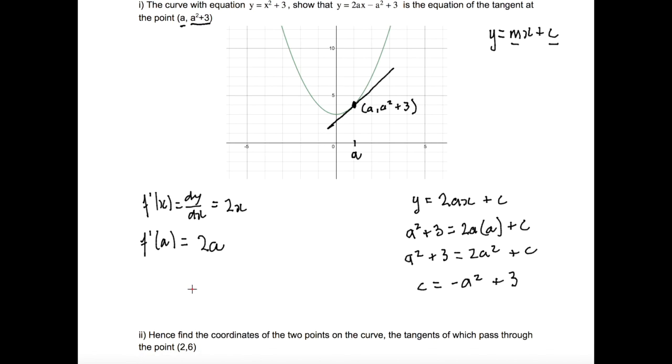So the equation of our tangent, even though it's in all these abstract terms of a's and things like that, is just going to be equal to 2a, because that was our gradient that we decided before from here, 2ax, minus a squared plus 3. This is our c value that we just worked out.